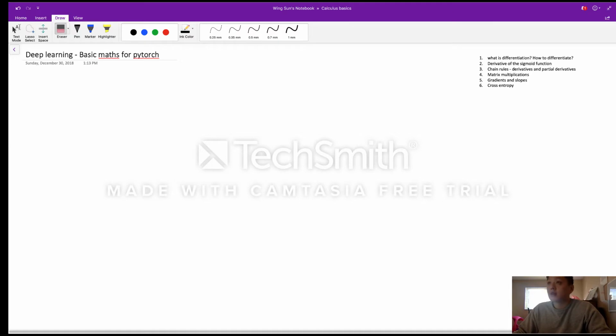Okay, so let's move on to our next topic, which is the derivative of the sigmoid function. Okay, this is going to be fun. So what is a sigmoid function? Now, the sigmoid function is given by sigma of x is equal to, remember, 1 over 1 plus e to the negative x. Okay, it's fairly simple.